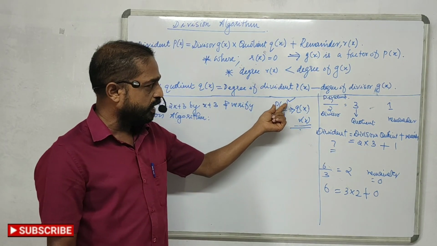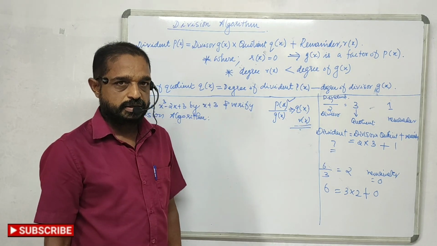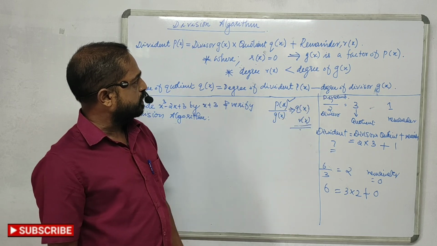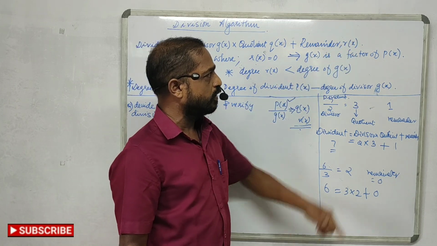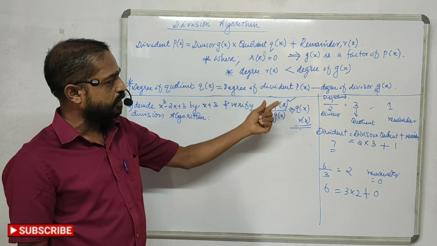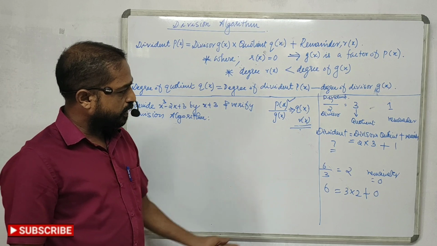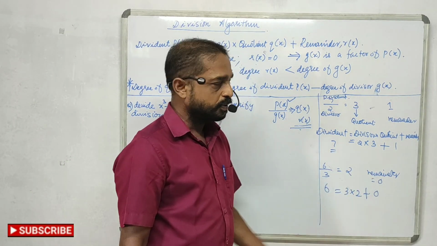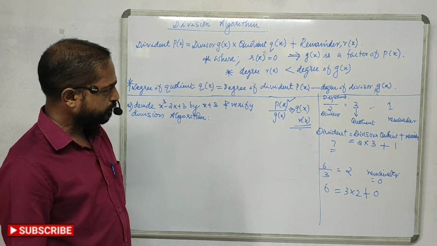That means on dividing p of x by g of x, the quotient is q of x and the remainder is r of x. Then p of x will be g of x into q of x plus r of x. Here the r of x can be 0. If r of x is equal to 0, then g of x is a factor of p of x. Here 3 is a factor of 6. Therefore the remainder is 0. So if the remainder is 0, then g of x is a factor of p of x.